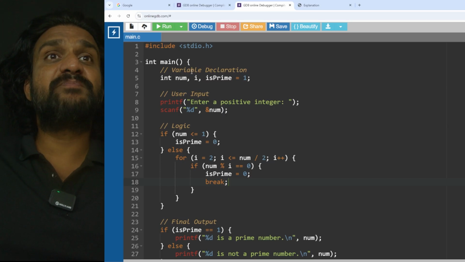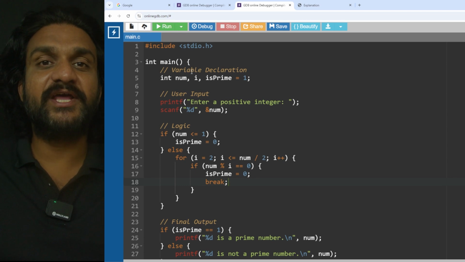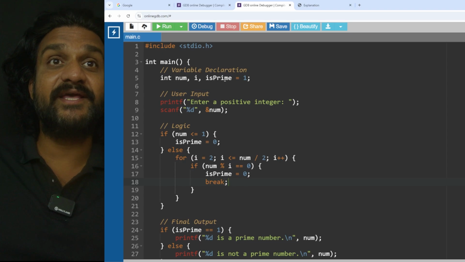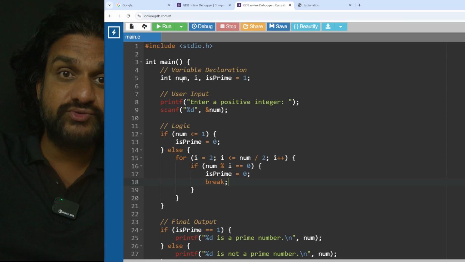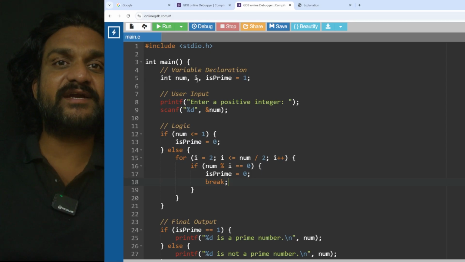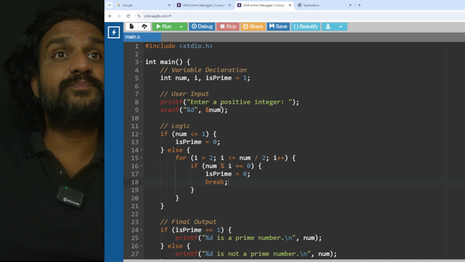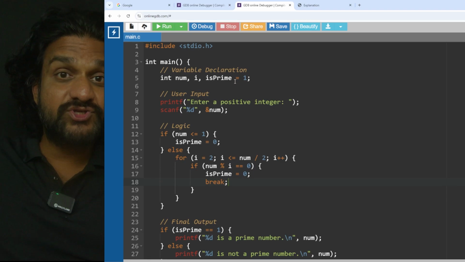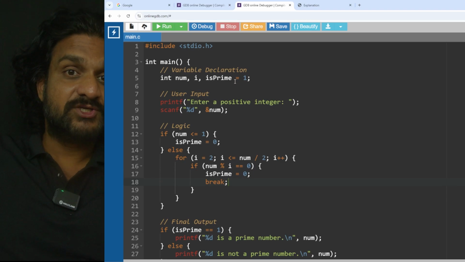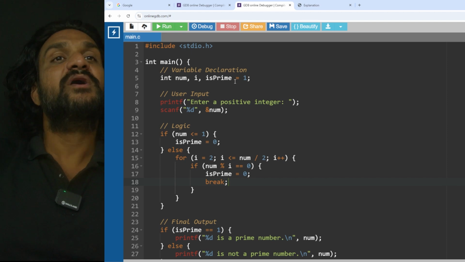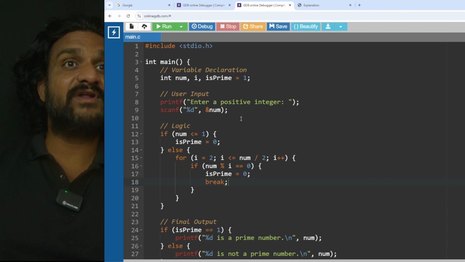Here the first part is variable declarations. How many variables do we need? I have taken 3 variables: num, i and isPrime. The first variable num is going to store the number given by the user. i is an iteration factor, the counter for the loop, and the third variable is isPrime. This is a flag. We have used flags in our previous lab programs; the use of a flag is to make a decision. We'll see how the flag is used.